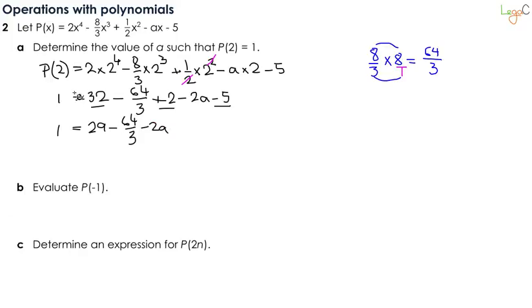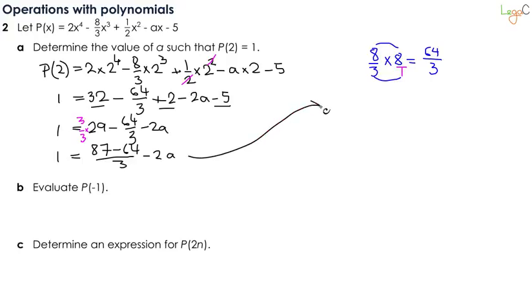Now, we have fractions here, and you are required to know operations with fractions. So let's see what we are going to do here. In order to subtract these two, I'm going to multiply this number by 3 over 3. I do that because I want the same denominator for these two fractions. So I'm going to have 29 times 3, which is, I'm going to write the 1 first. 29 times 3, which is 87. Take away 64, divided by 3 minus 2a.